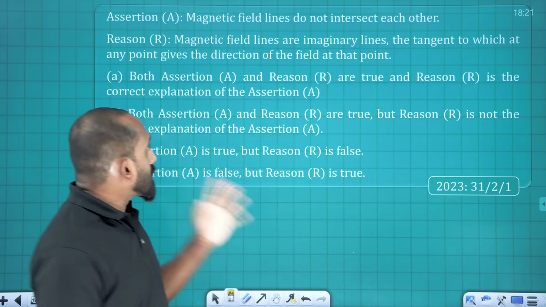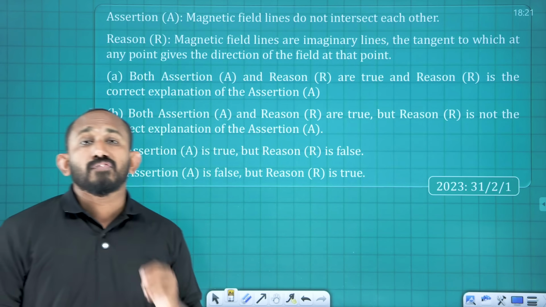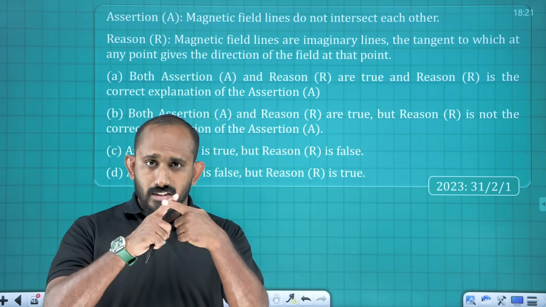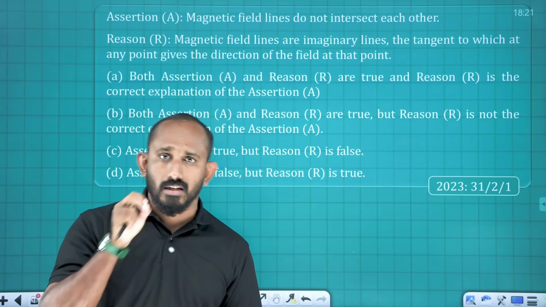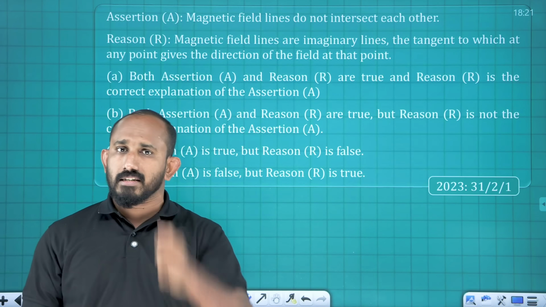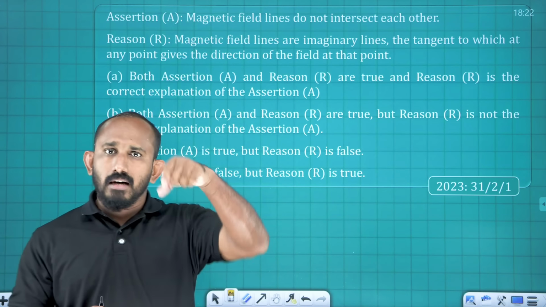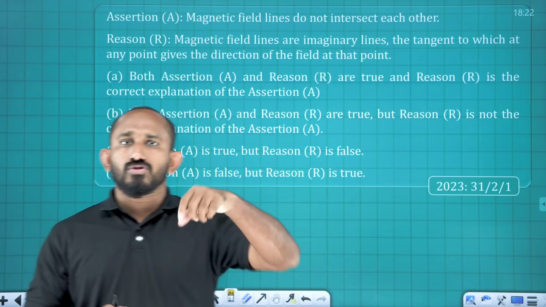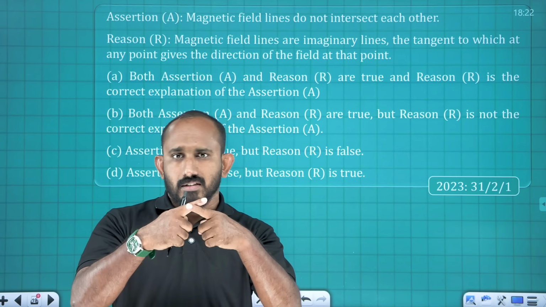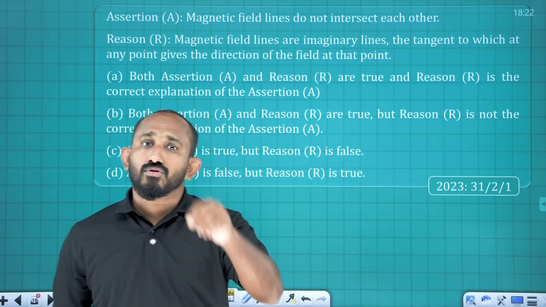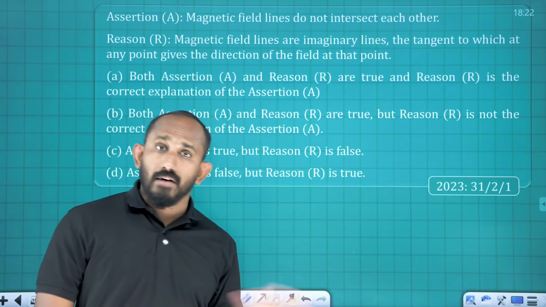Assertion: magnetic field lines do not intersect each other. Of course, we studied it. If two magnetic field lines intersect each other, then at that point, if you keep a magnetic compass which gives a direction, it has to show two directions at a time, which is not possible. Magnetic compass is used to get the direction of a magnetic field at a point. So if two magnetic field lines intersect, then at that point, they have to show both directions. It's not possible. Hence, we know two magnetic field lines never intersect.